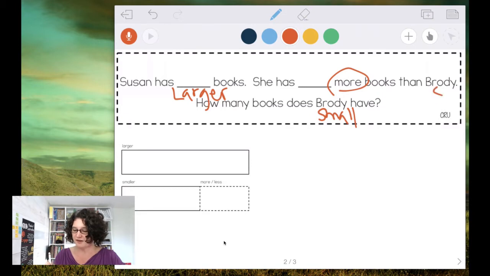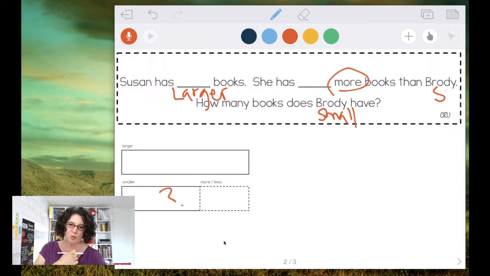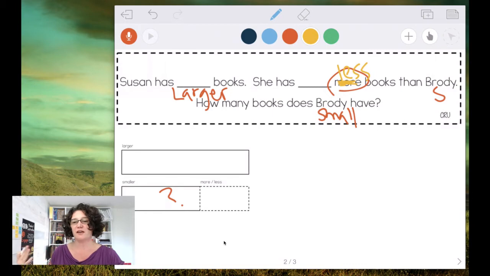And you can put small next to either one, but the question says, how many books does Brody have? So we are solving now for that smaller number. So we have a larger number, we know how many more she has, and now we're solving for the smaller number. Now you could really easily change this out and put less. And it works as the same type of problem. You're just solving it for less instead of more. Either one works. I just happened to print the one that said more instead of less. So that's what we will solve it for today.